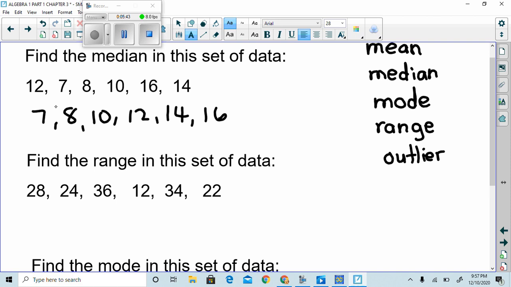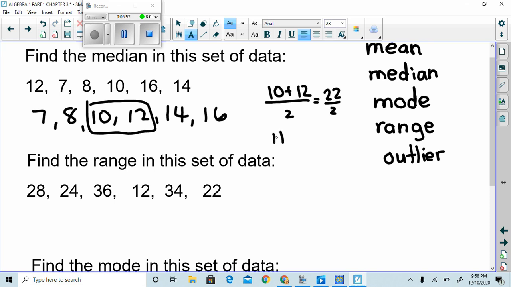If I cross off each one on the side, I'm going to see that I have 2 numbers in the middle. I'm going to add them and divide by 2. My median is 11.